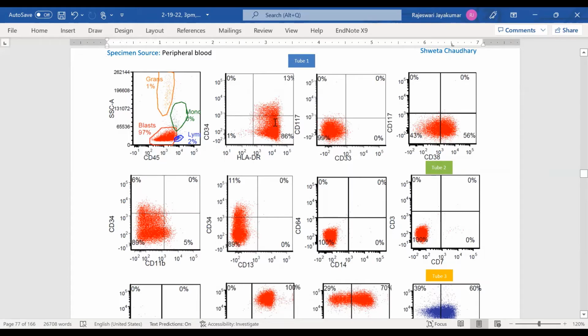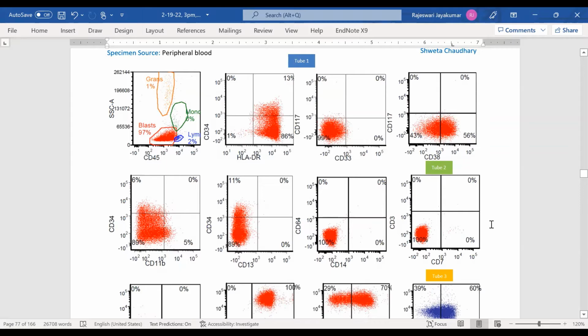They have a partial dim CD34 expression. They are negative for CD117 and CD33. They have partial CD38 expression. They are negative for CD11b. They're negative for CD13, negative for CD64 and CD14. So they're negative for the myeloid markers.